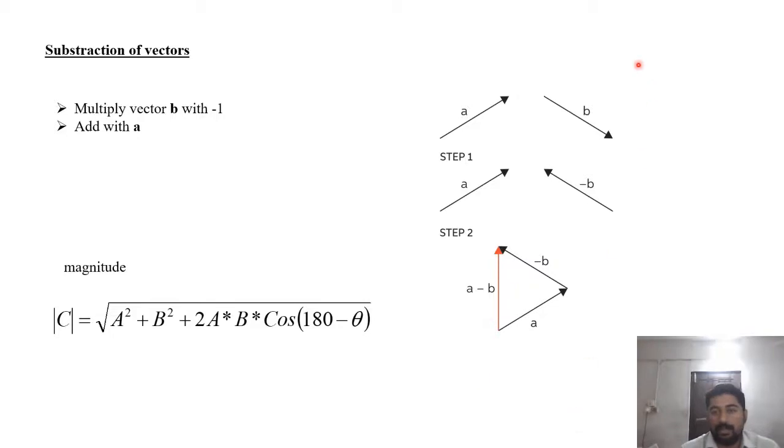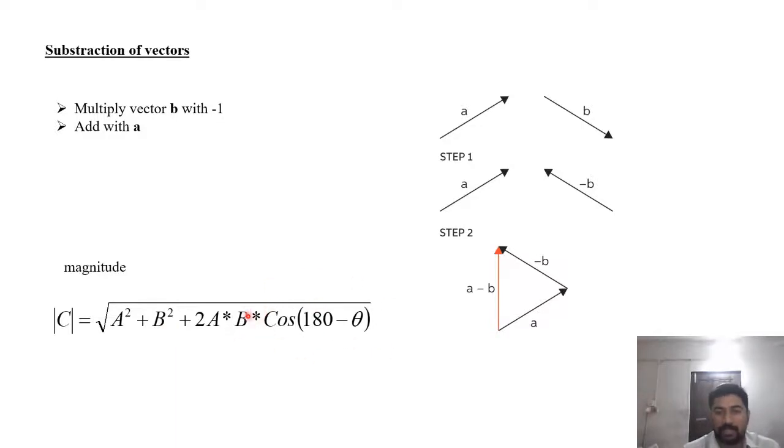So this means we are actually doing the addition, but before the addition we have to do a multiplication with -1. This is an important thing in the case of subtraction. The magnitude has an expression like this. Like addition, the c is represented by root of a square plus b square plus 2ab.